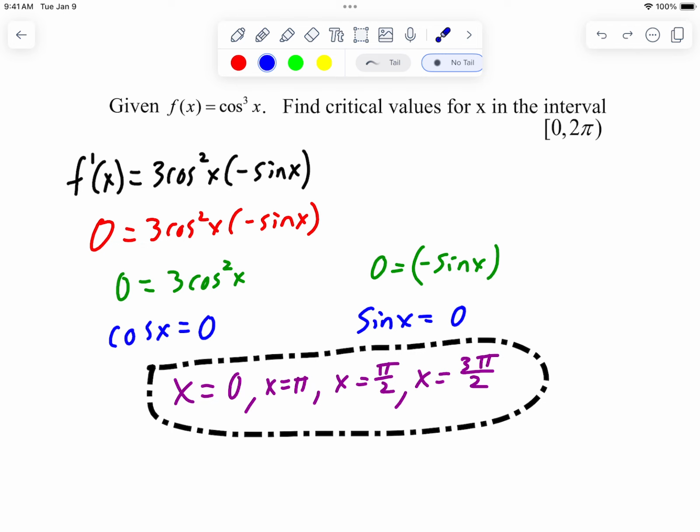First thing, find the derivative. This is cosine cubed of x, so we need to do the chain rule. So I bring down the 3, this becomes cosine squared x times the derivative of the inside. What's the derivative of cosine of x? It's negative sine of x. Find critical values, set that equal to 0.